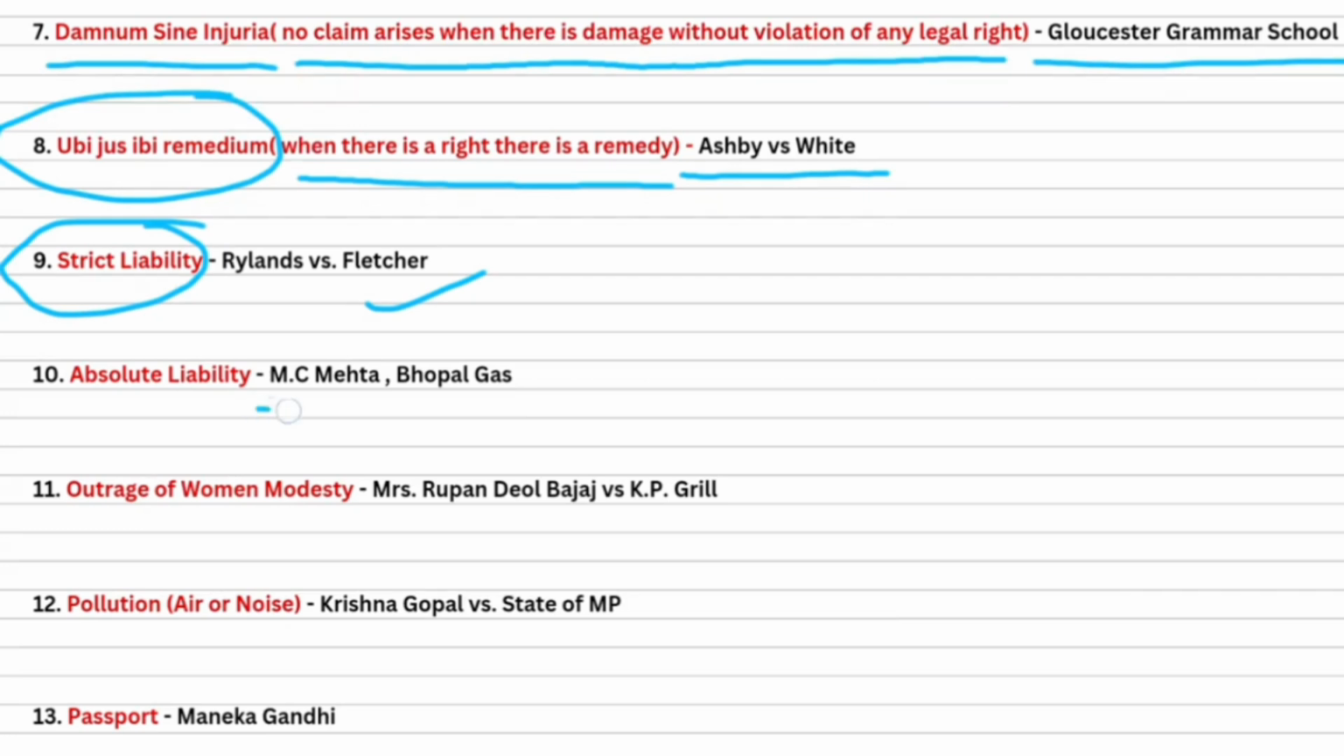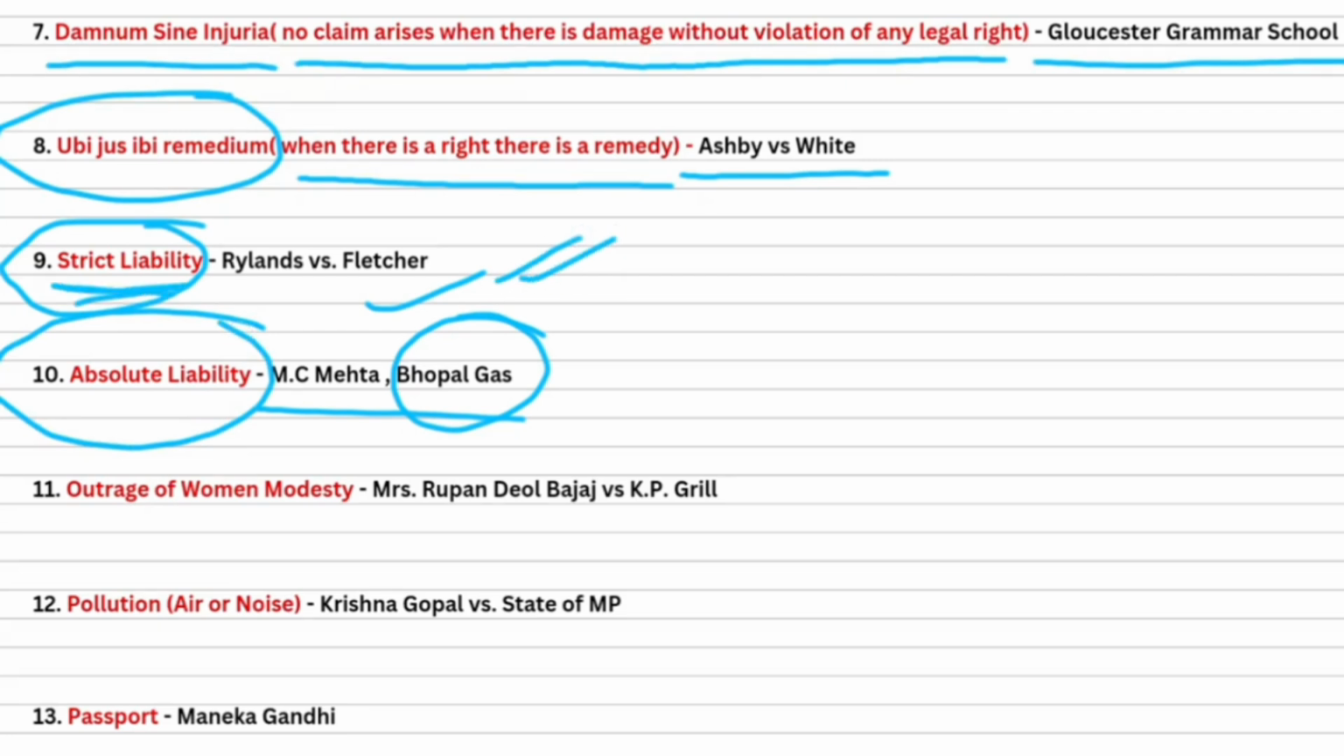Next, we have the case of MC Mehta, which is regarding the Bhopal gas tragedy. In this case, the company involved in the Bhopal gas tragedy was held absolutely liable for the injuries caused by the gas leak in Bhopal. This case is commonly known for the establishment of the doctrine of absolute liability, which is another form of the doctrine of strict liability. However, here the wrongdoer is held to be absolutely liable.